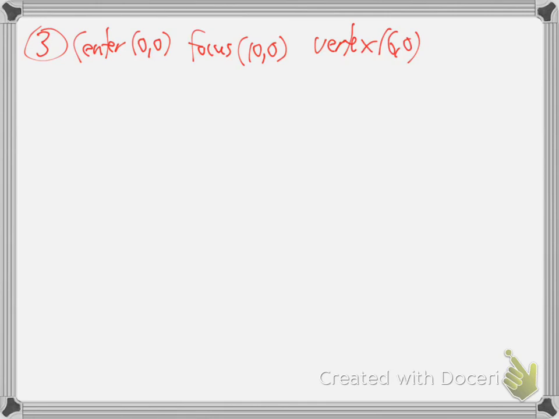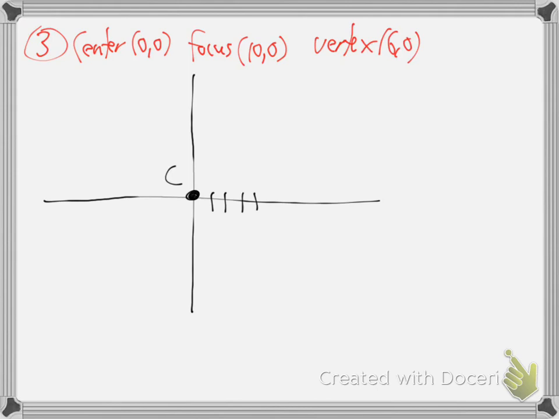So let's draw a graph. Center is 0, 0. Focus is 10, 0, right? So I'm going to go 1, 2, 3, 4, 5, 6, 7, 8, 9, 10. 10, 0. Vertex is 6, 0. Whatever A and B is, the square root of those two added has to be 10. Yeah, we'll get there. Okay, so everybody good so far? We got the center and the vertex and the focus.